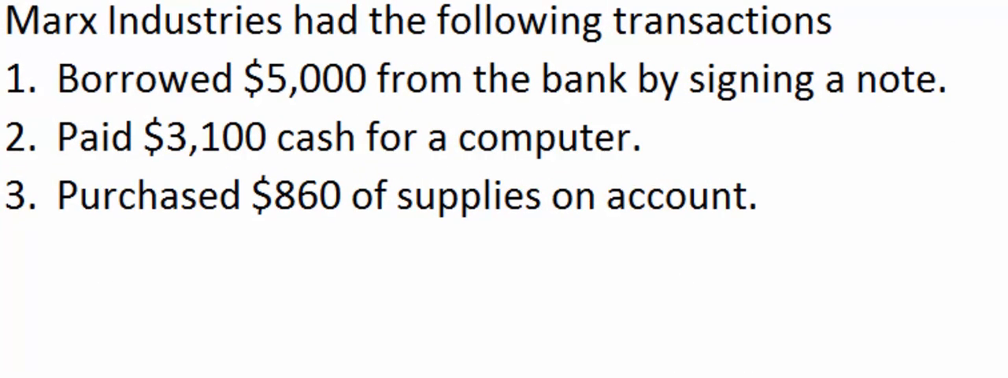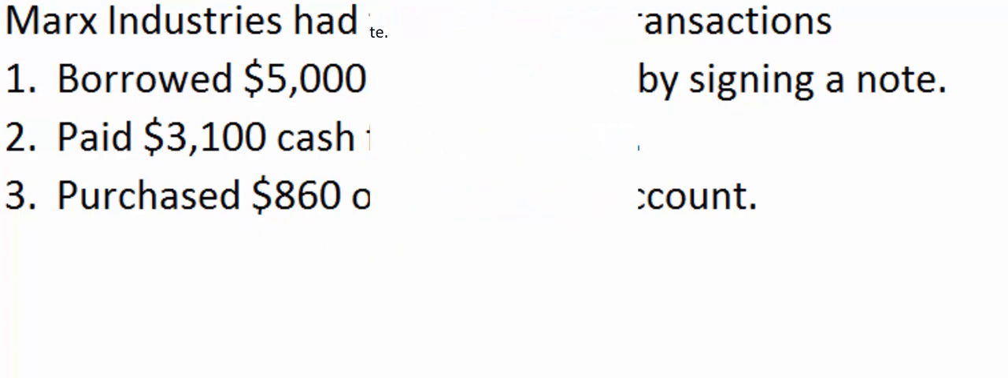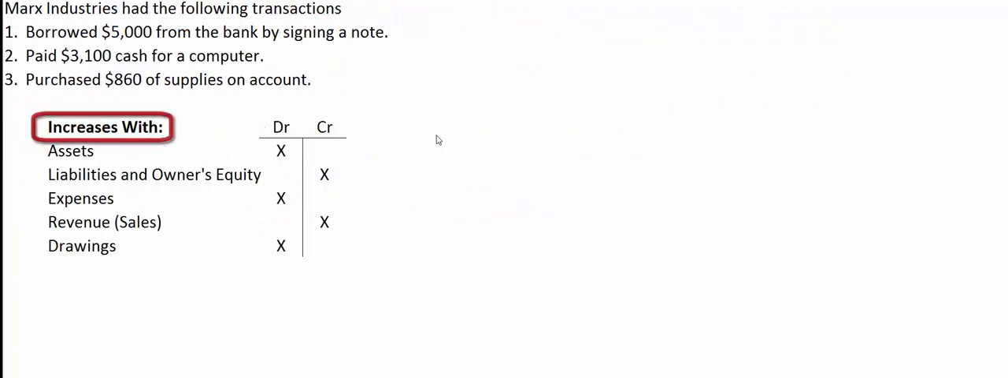So Marks Industries had the following transactions. They borrowed $5,000 from the bank, they paid $3,100 for a new computer, and they purchased $860 worth of supplies on account. So remember that assets increase with debits, liabilities and equity accounts increase with credits, expenses are debits. The opposite of expenses is revenue or sales. Those accounts increase with credit, and drawing starts with D. That reminds us that owner's drawings are recorded with debits.